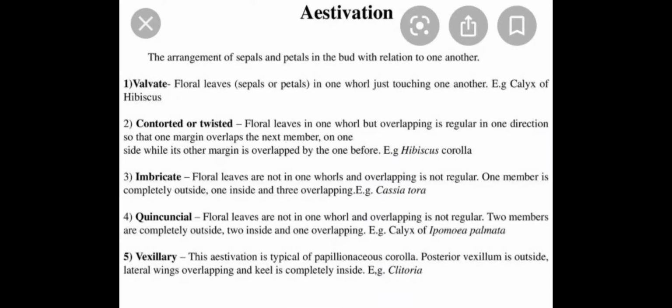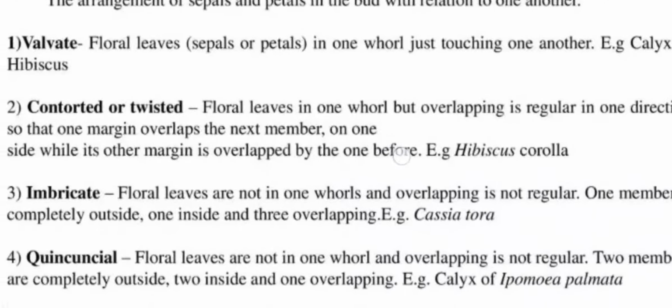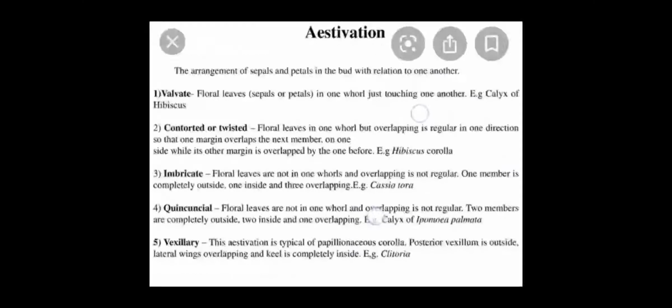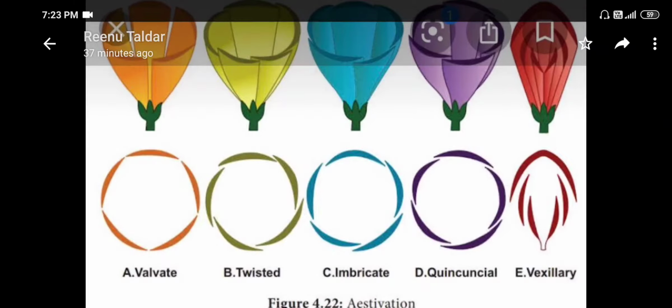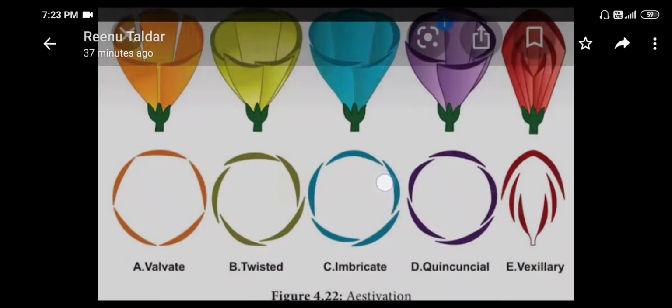Now let us see the next very important and new heading, estivation. It is basically the arrangement of sepals and petals in the bud with relation to each other. So in your NCERT there are 4 different types of estivation discussed. We will discuss them one after the other. Let us see the figure of these estivations. Valvate, twisted, imbricate, quincuncial and vexillary. These are the different types of estivation.